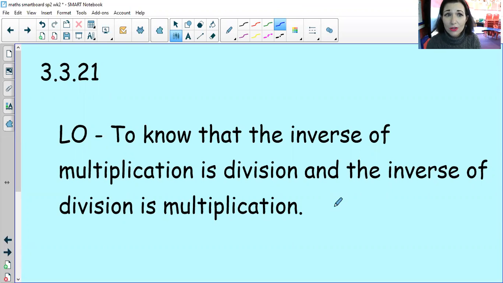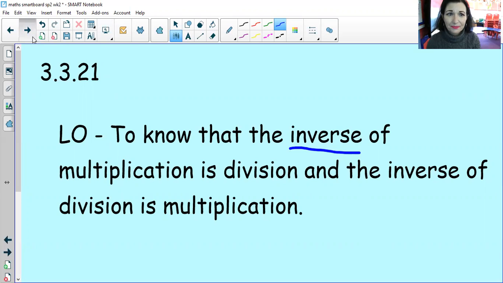Today's date is 3.2.21, the 3rd of March 2021. And today we are going to be looking at multiplication and division. And remember that word, inverse. So in maths, it means opposite. Okay, it's the maths word for opposite. So we're going to be looking at how multiplication and division are maths opposites.